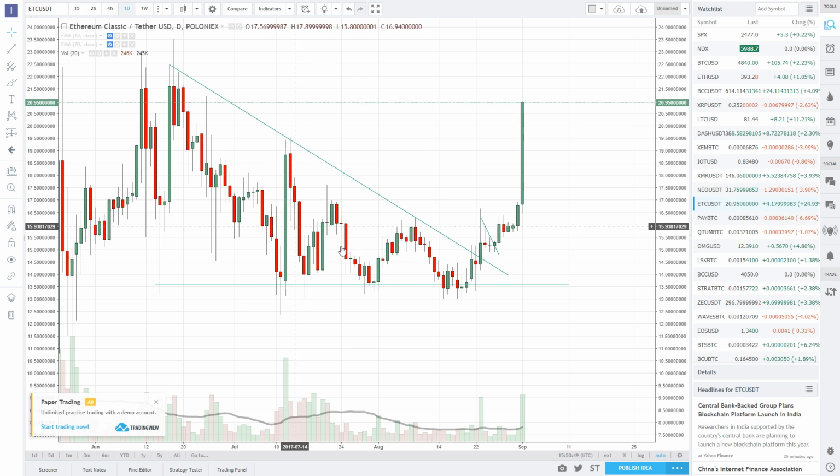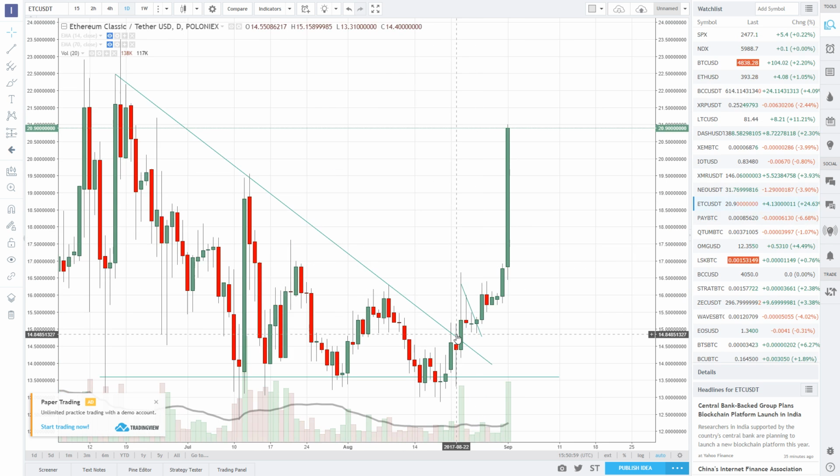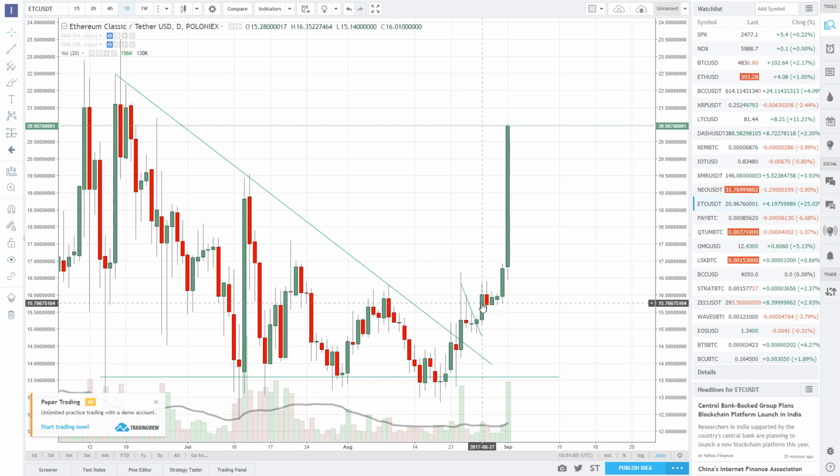You wait for the sellers to keep selling. You wait for them to exhaust themselves until it breaks out. And that's what happened here with Ethereum Classic. So the reason I didn't invest in Ethereum Classic was actually this bar right here, this large trailing top. Kind of scared me a little bit. I should have, and actually kind of lost track of it, to be honest with you.